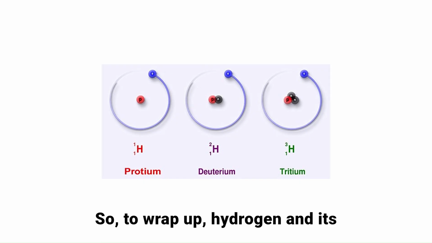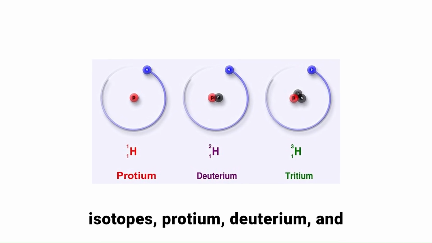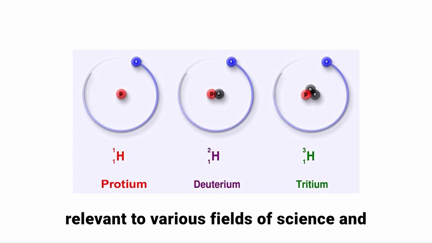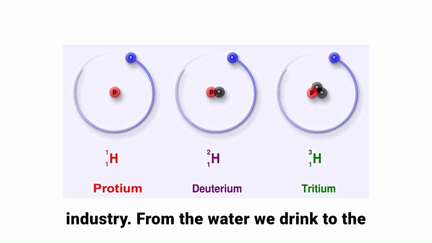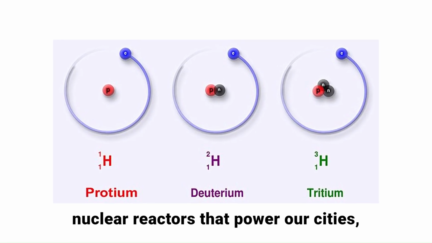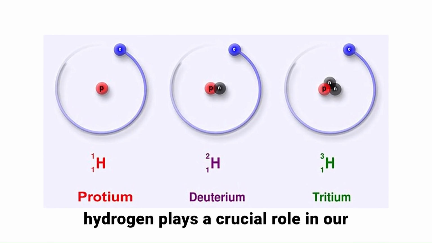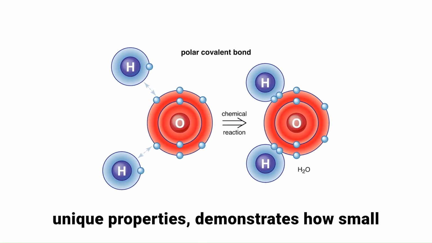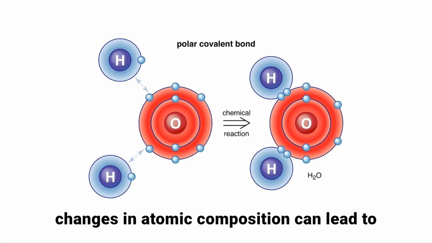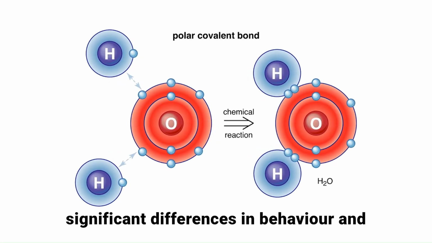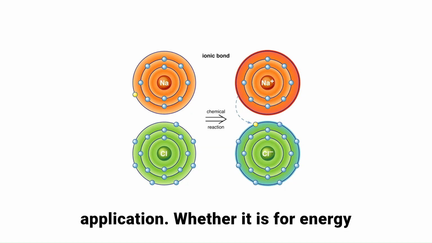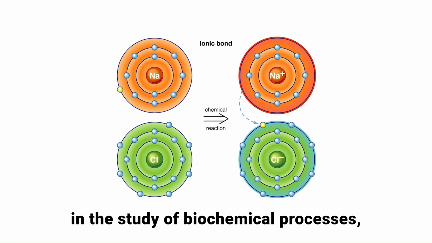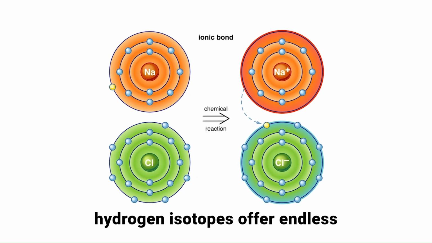So, to wrap up, hydrogen and its isotopes, protium, deuterium, and tritium, are fascinating and highly relevant to various fields of science and industry. From the water we drink to the nuclear reactors that power our cities, hydrogen plays a crucial role in our world. Heavy water, with its unique properties, demonstrates how small changes in atomic composition can lead to significant differences in behavior and application. Whether it's for energy production, scientific research, or even in the study of biochemical processes, hydrogen isotopes offer endless possibilities.